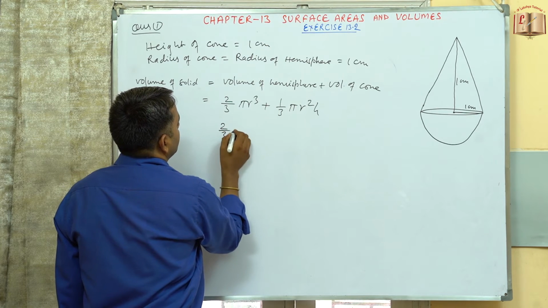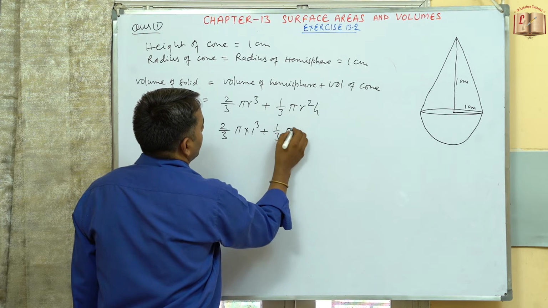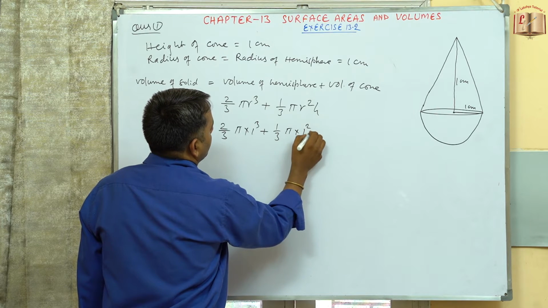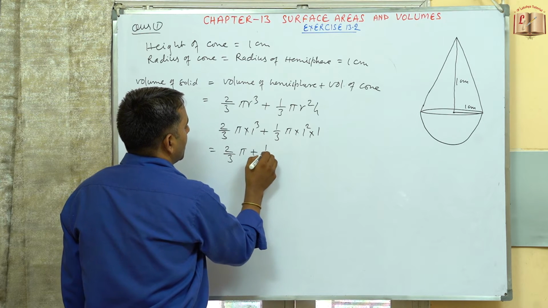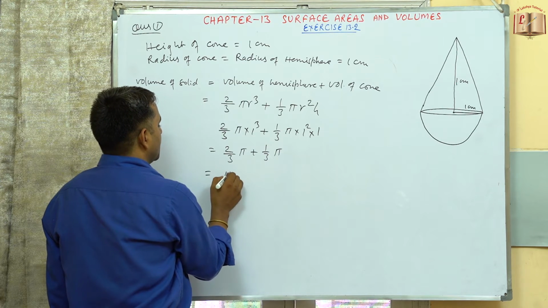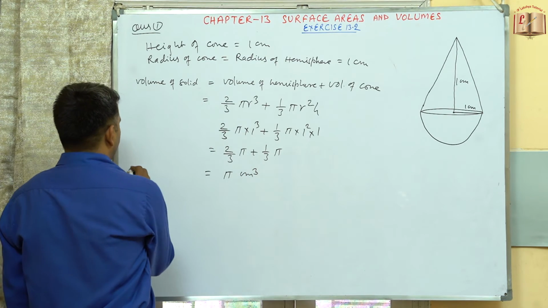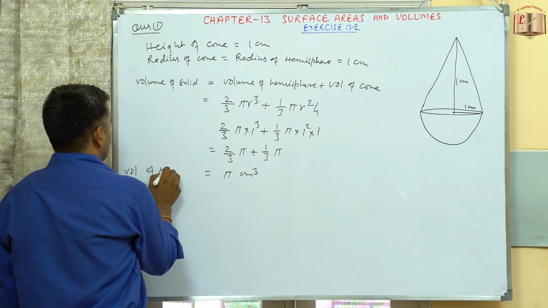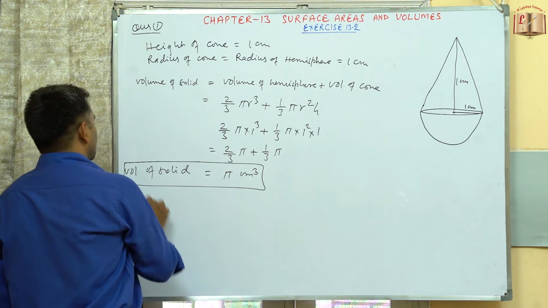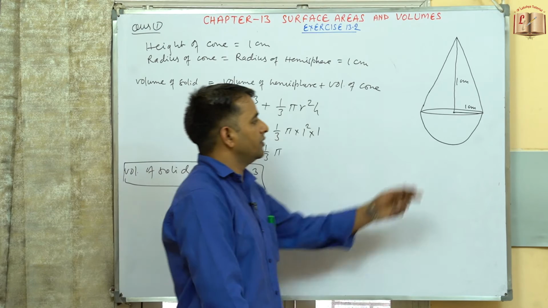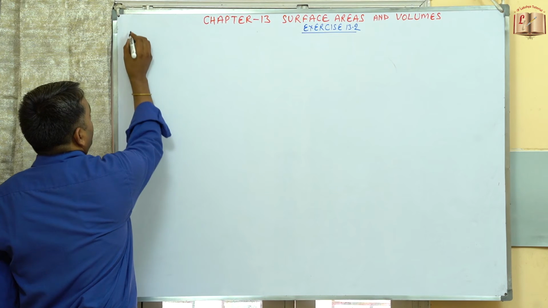So this will be 2 by 3 pi into 1 cube plus 1 by 3 pi into 1 square into 1. So this will be 2 by 3 pi plus 1 by 3 pi, which is equal to pi centimeter cube. So we got the volume of solid is equal to pi centimeter cube. So volume of solid is equal to the volume of hemisphere plus volume of the cone. So now coming to question number 2.